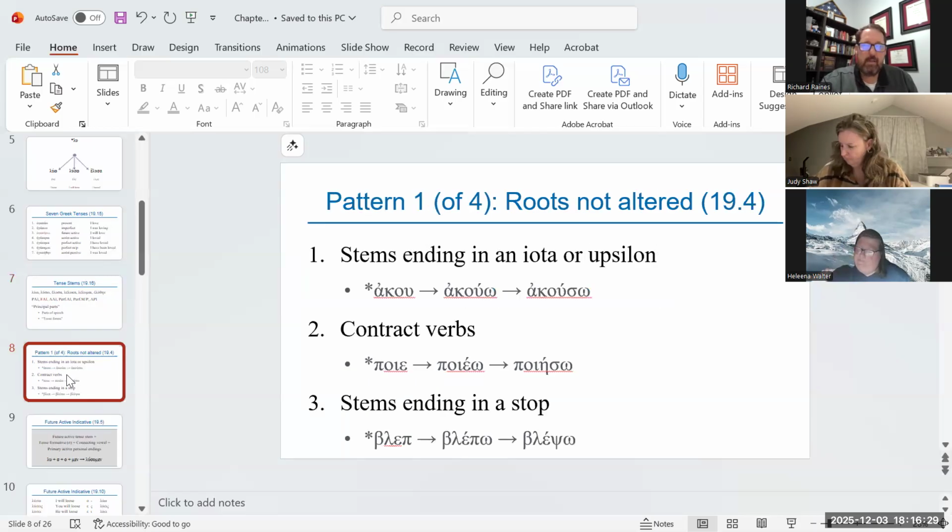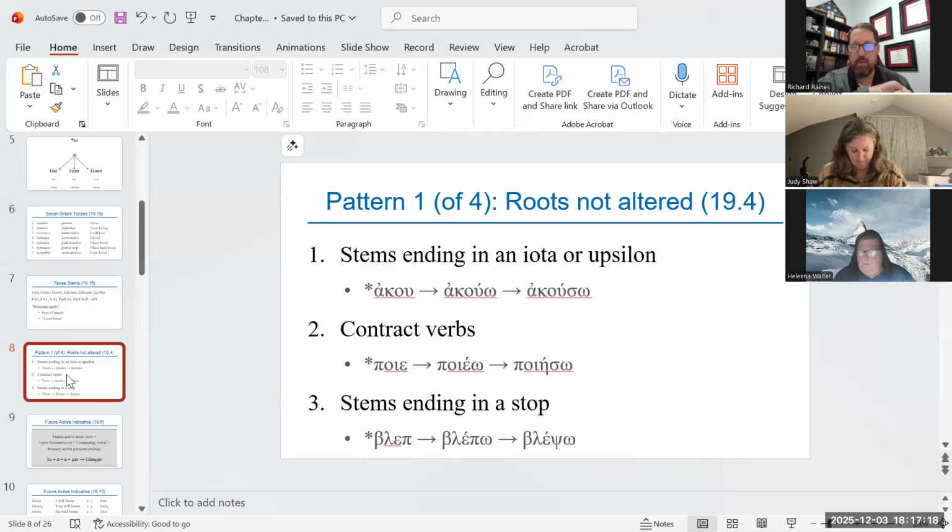I told you we were going to look at this again. If you look on page 198, section 19.4, within pattern one. So we said there are four patterns of how the root is used in verbs. We're learning pattern one. Within pattern one, there are three categories. There are verbs where the stem ends in an iota or an upsilon. You could see akouo, akouso. That is where the stem ends in an iota or upsilon.